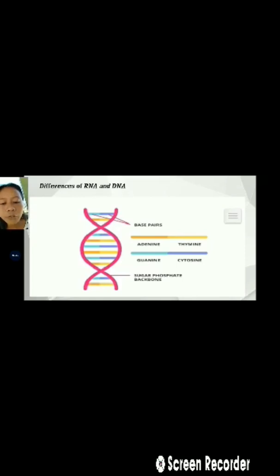Cytosine is one of the four nucleobases found in DNA and RNA, along with adenine, guanine, and thymine. And the sugar phosphate backbone forms the structural framework of nucleic acids, including DNA and RNA. This backbone is composed of alternating sugar and phosphate groups and defines the directionality of the molecule.